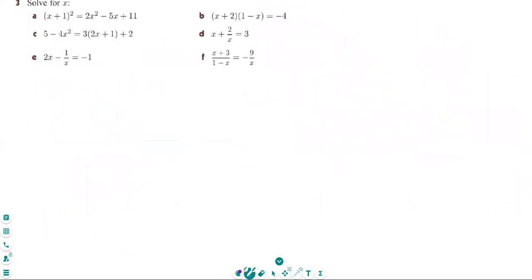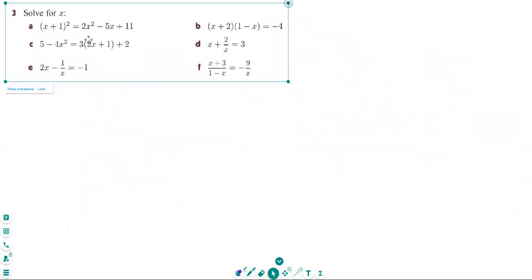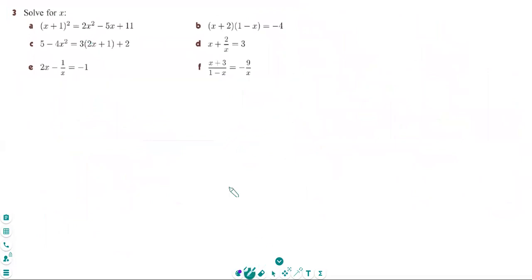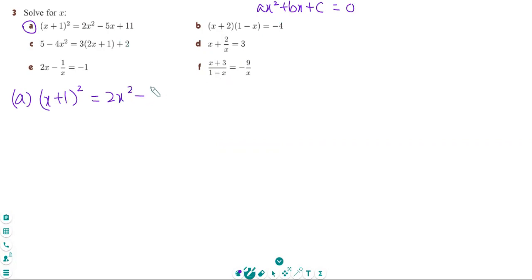Okay, in the next question we have again the quadratic equations, but we have to simplify these quadratic equations to make them like the general form of the quadratic equation, which is ax squared plus bx plus c. And then we'll be using the factorization method. Like in the part A, we have x plus 1 whole square is equal to 2x squared minus 5x plus 11.